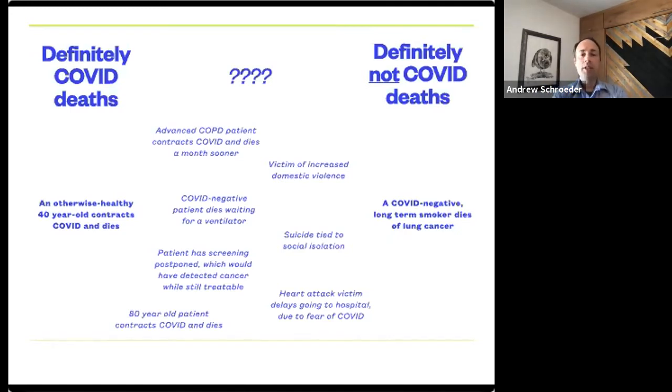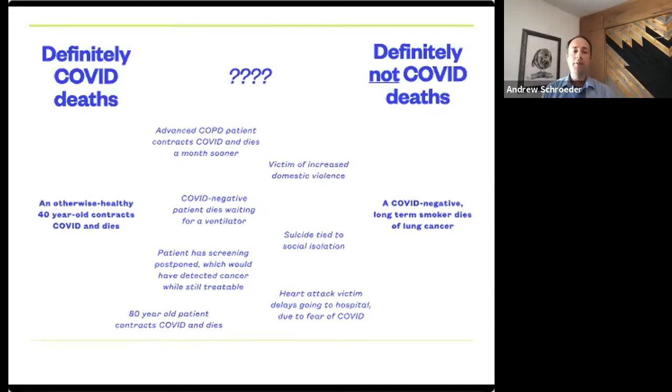So remember our COPD patient who, let's imagine, was maybe a month away from death anyway, but then contracted COVID and died more quickly. Should we call that a COVID death? Should we call that a COPD death? Should we say something else, like try to say it's half and half? What should we say about that case, right? Or the COVID negative patient who died waiting for a ventilator. Is that a COVID death? Is that a death due to her underlying condition? Or is that a death due to poor hospital planning, right?